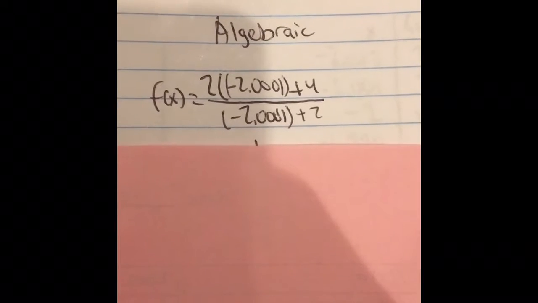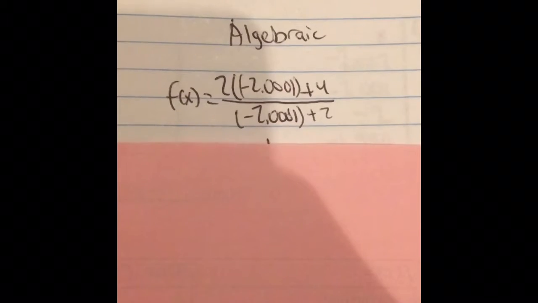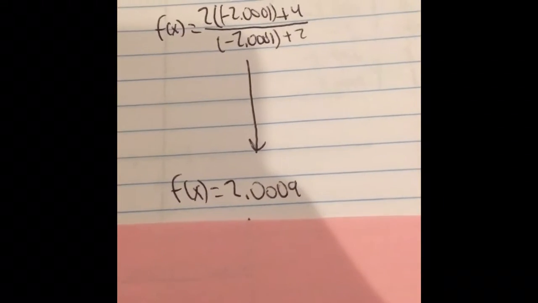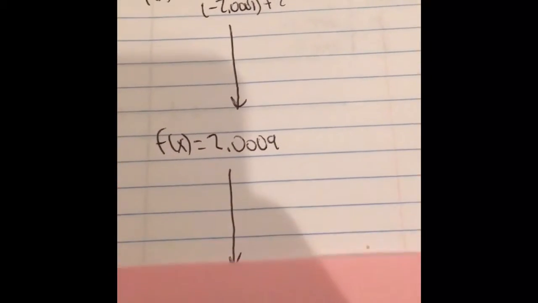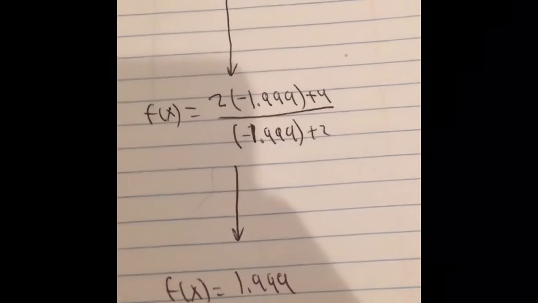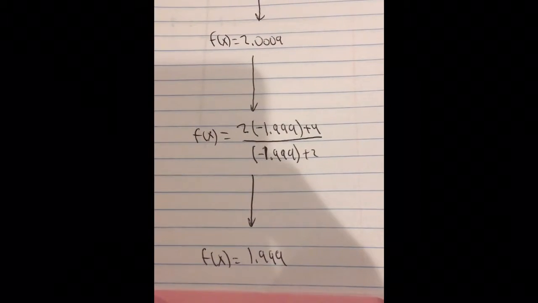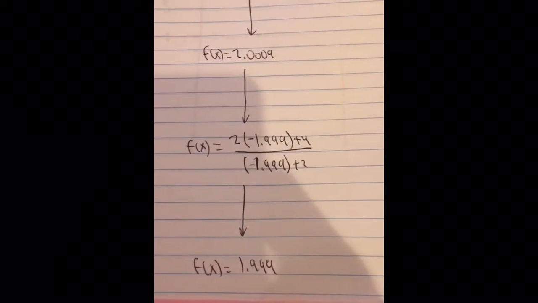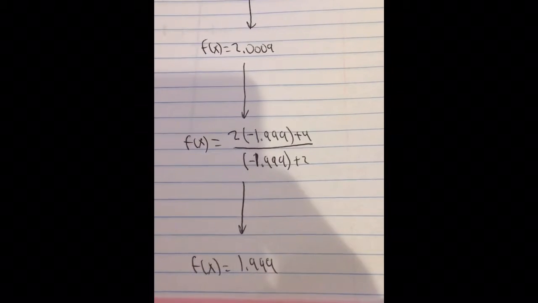So instead of -2, we're going to plug in -2.0001, and what we end up with is 2.0009, and then we're going to do it from the other side as well. So we're going to plug in -1.999, and what we end up with is 1.999. With the two values we found, 2.0009 and 1.999, we can almost be certain that the limit we're approaching is 2. But this isn't the only way we can look at it.